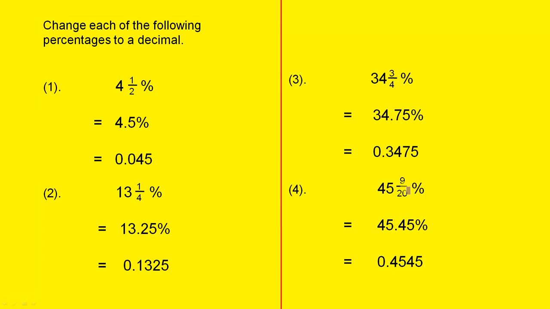And 45 and 9/20%. 9 over 20 is 0.45. Move the decimal point 2 places to the left, and that's your answer.